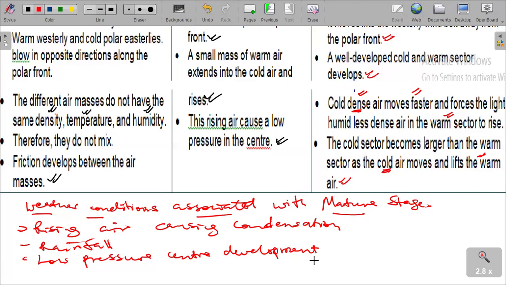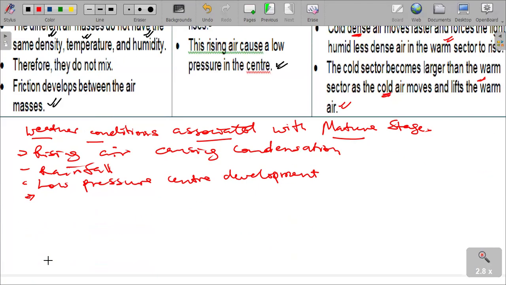I'm saying wind direction is according to the parts of the system, which is northwest in the warm sector. Air moves northwest in the warm sector.